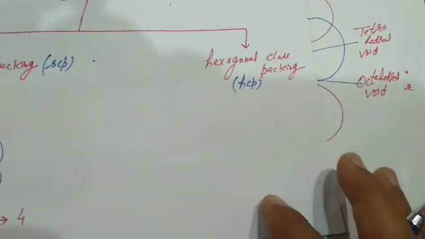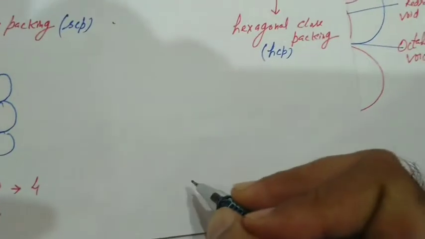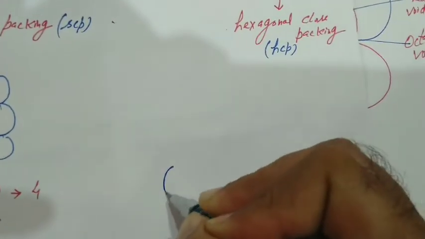Second is students, HCP, hexagonal close packing in 2 dimension. At first, assemble a first row of spheres.